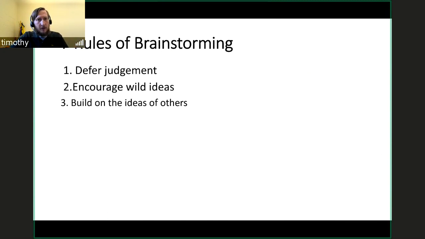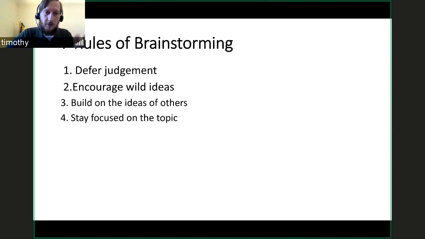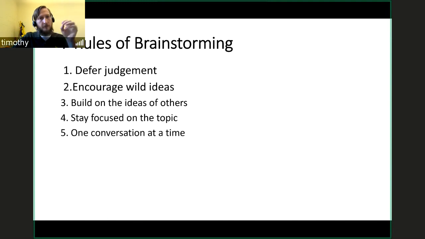Build on the ideas of others. Stay focused on the topic. So if you're trying to brainstorm a certain idea, and obviously you're going to get a little bit outside, that's the one time you want to pull somebody back in and say, okay, well, we're not talking about chickens, we're talking about cars, so let's stay on cars instead of talking about chickens. You know what I mean? So if they dramatically get off topic, bring it back.